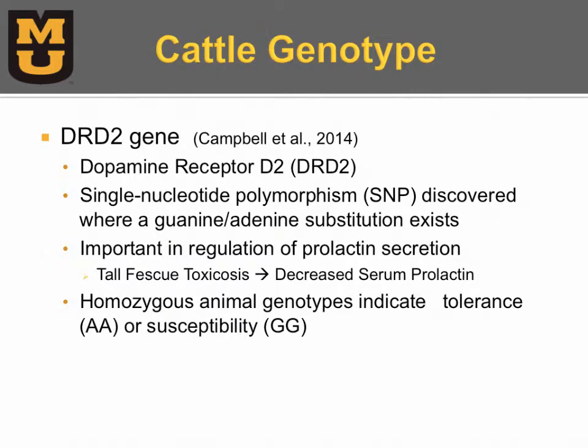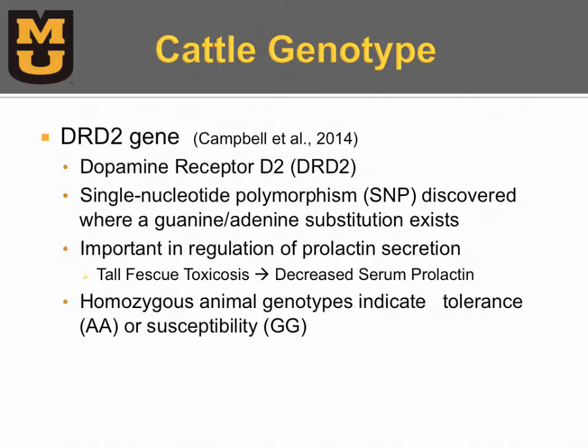So for the cattle genotype that I used in my research, it was the DRD2 gene, which was researched by Campbell et al. in 2014. It was research done by the University of Tennessee and the University of Missouri. This gene is a dopamine receptor D2. At this gene, there's a single nucleotide polymorphism that was discovered where an adenine and guanine substitution exists. This gene is important in the regulation of prolactin secretion. So one of the negative effects that I listed earlier was low serum prolactin with tall fescue toxicosis.